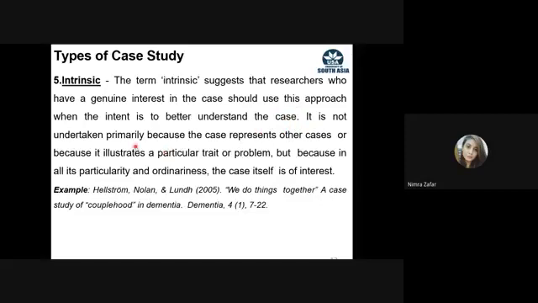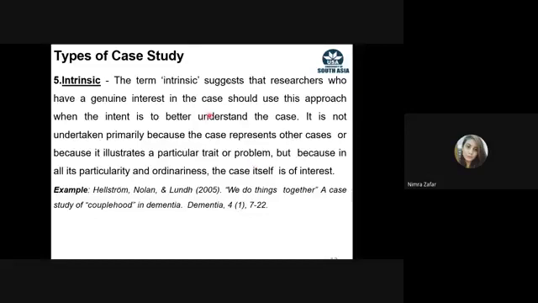It is not undertaken primarily because the case represents other cases or because it illustrates a particular trait or problem, but because in all its particularity and ordinariness, the case itself is of interest. So basically, it is a representative case which is giving representation of other cases as well. So you choose a representative case and you do its case study. This was intrinsic case study.